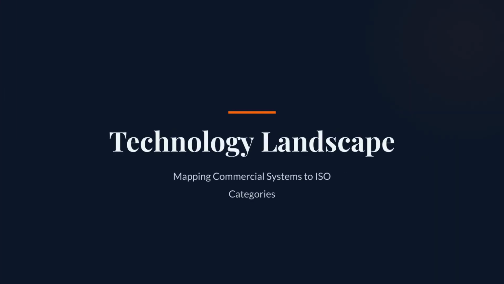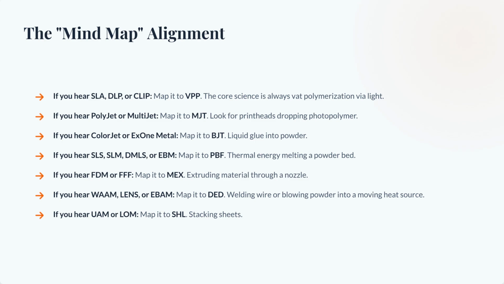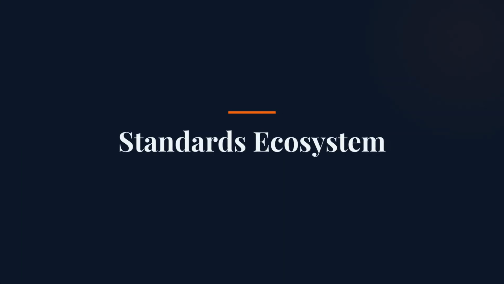To help navigate the commercial landscape, we can map common proprietary technology names to their corresponding ISO standard categories. Whether you hear SLA, CLIP, PolyJet, FDM, or WAAM, you can always map these to the 7 standard families, ensuring you speak the same language as industry standards. Understanding this standards ecosystem is vital.